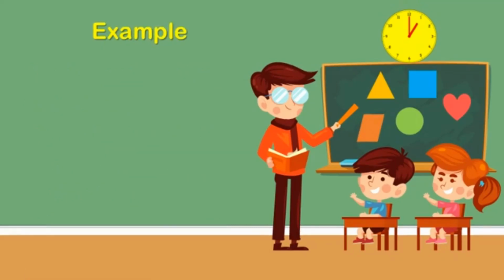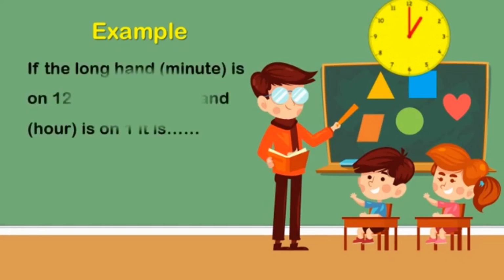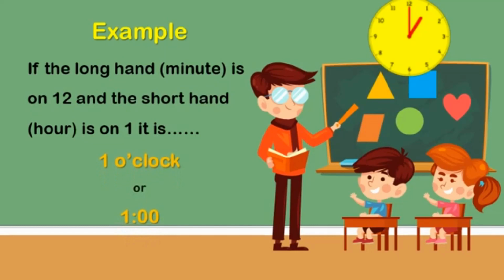Let's do an example. Let's use the clock that is on your screen on top of the chalkboard. On this clock, you will see that the short hand or the hour hand is pointing to the number 1, while the long hand or the minute hand is pointing to 12. So what time is it, boys and girls? It is 1 o'clock. So as you can see, there are 2 ways to write it. 1 and the word o'clock, or 1:00.